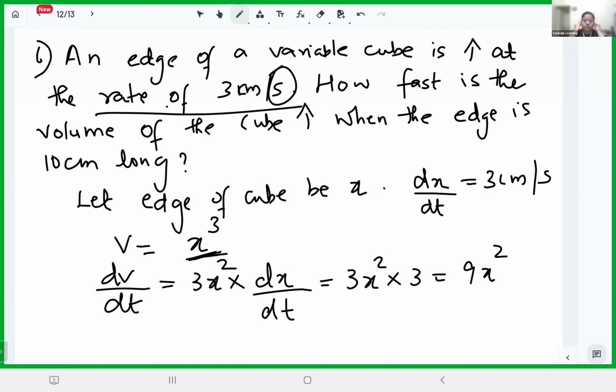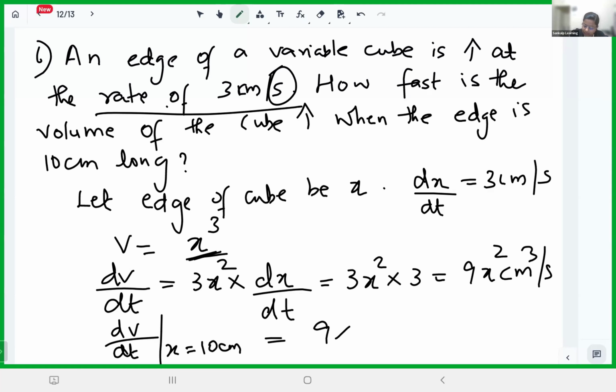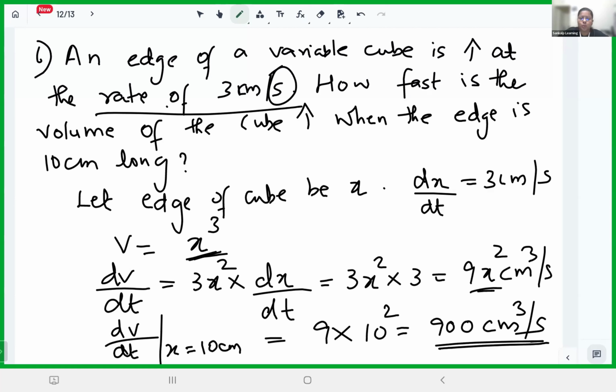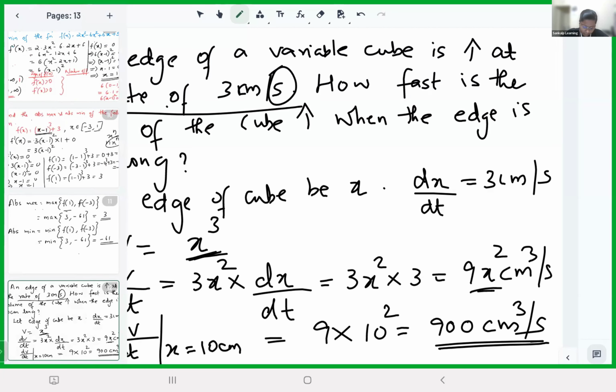So in general, the rate of change in volume with respect to t is 9x square centimeter cube per second. But they have asked you the rate of change of the volume when x is equal to 10 centimeter, when the edge is equal to 10 centimeter. So you have to substitute the value of x here. Okay, 9 into 10 square is equal to 900 centimeter cube per second. So this is the rate of change of volume with respect to t.